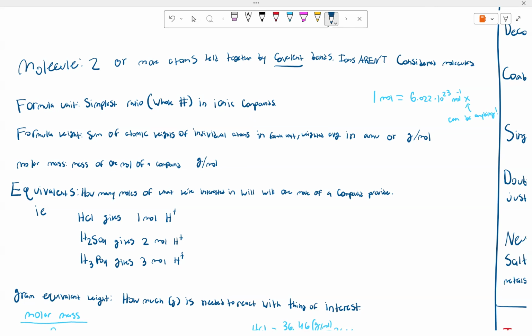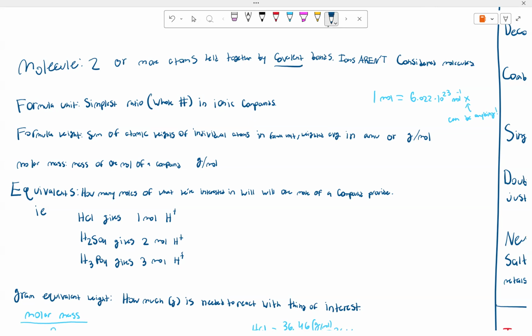Remember, 1 mole is equal to Avogadro's number, which is 6.022 times 10 to the 23 of X. And X can be anything. It could be eggs, it could be chlorine, it could be glucose, anything your heart desires, you could put there. X is more or less a placeholder. Then molar mass.